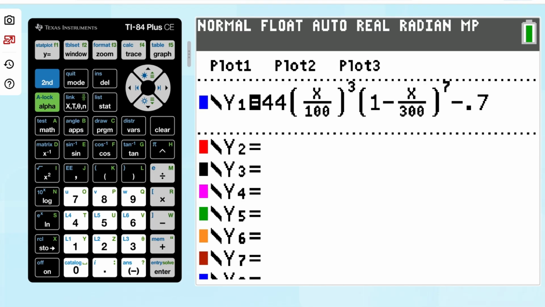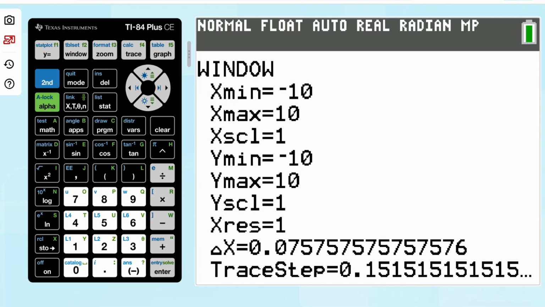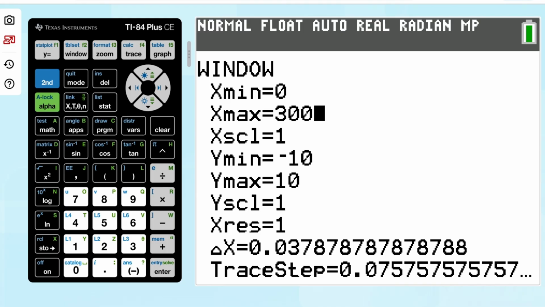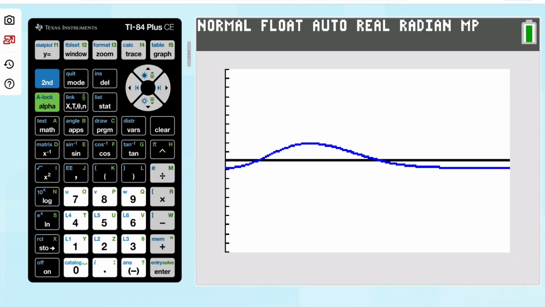We want to look at this from t equals 0 to t equals 300. So we're going to change our window here. We're going to hit the window button and put our x min of 0 and our x max of 300. Now when we hit graph, we get this nice little graph here, with a couple of different t values. We're going to mark both the t values.